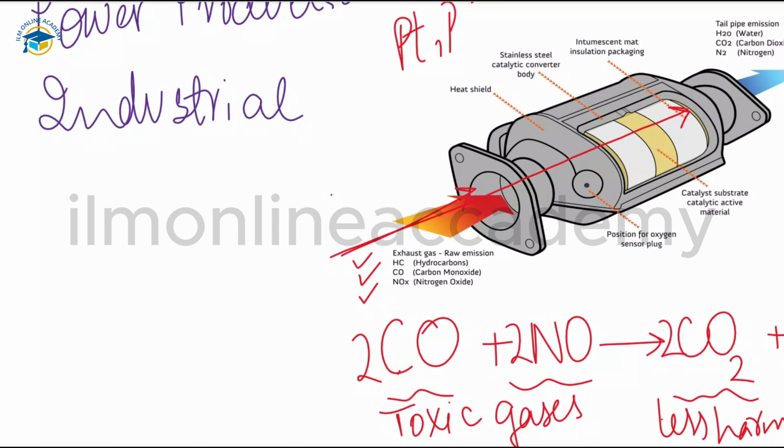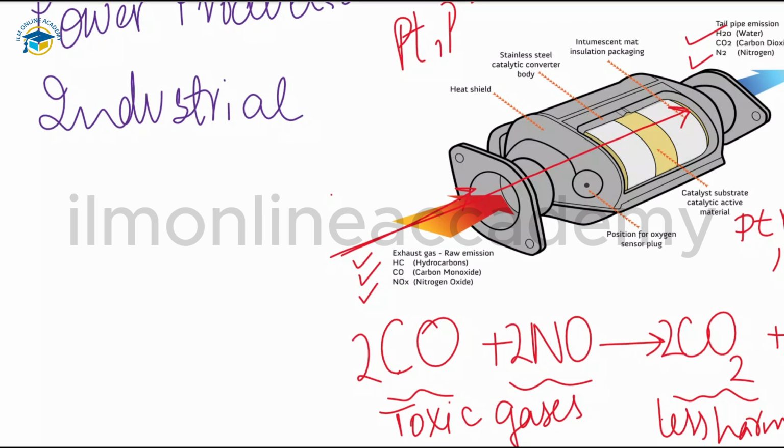From one side the exhaust gases will enter, and when they enter the catalytic converter, there is a catalytically active material present, which is platinum, palladium, or any other metal. Oxygen is also there. We have a sensor plug for the oxygen. This is a stainless steel catalytic converter, and through the other end carbon dioxide, water, and nitrogen gas are released into the atmosphere. So this is how oxides of nitrogen cause air pollution in our atmosphere.